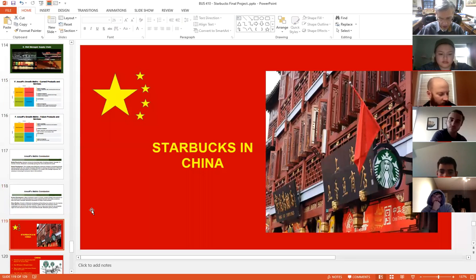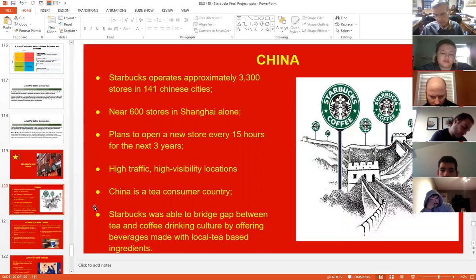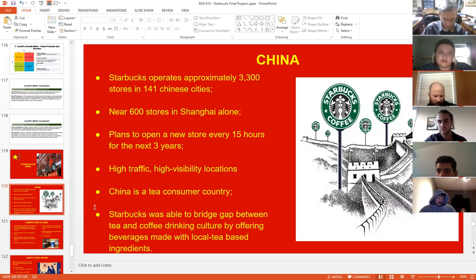Okay, so here we are in China. Starbucks in China. Next slide, please. China operates approximately over 3,000 stores in 141 Chinese cities, and in Shanghai alone they have over 600 stores. They have an aggressive expansion plan to open a new store every 15 hours for the next 3 years. These stores will be located in high traffic, high visibility locations with the objective of attracting more customers and therefore increasing revenue per store.